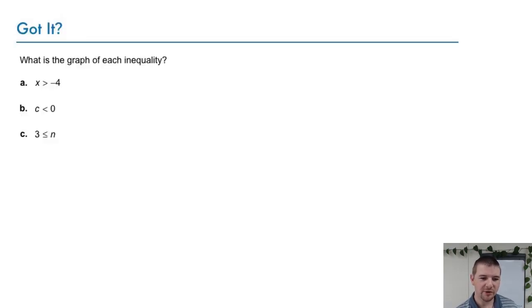So your turn. What is the graph of each inequality? First, x is greater than -4. Then c is less than 0. And finally, 3 is less than or equal to n.